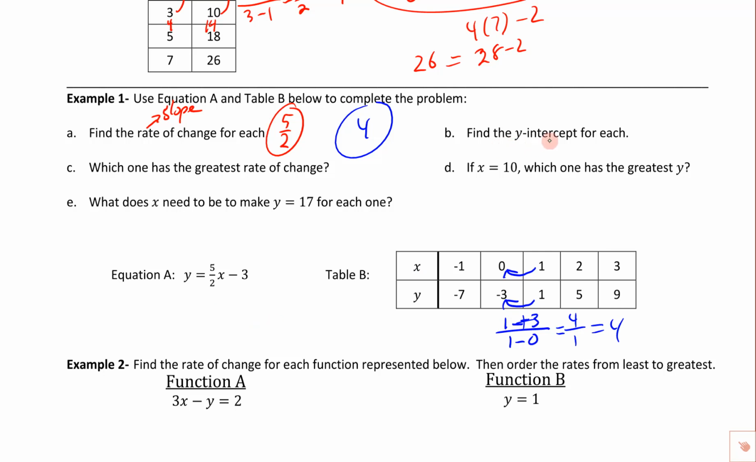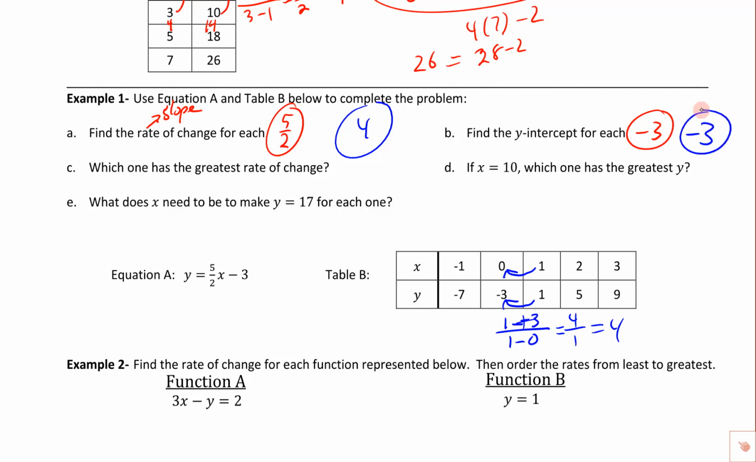It says find the y-intercept for each one of them. Now again, on this one here, it's really easy because they told us exactly what it is. The y-intercept on A is a -3, and again I'm writing that in red. And the y-intercept on this one, notice that when the x is 0, the y is -3. So on that one it's also -3. So they have the same starting point on both of these, same y-intercept on both.